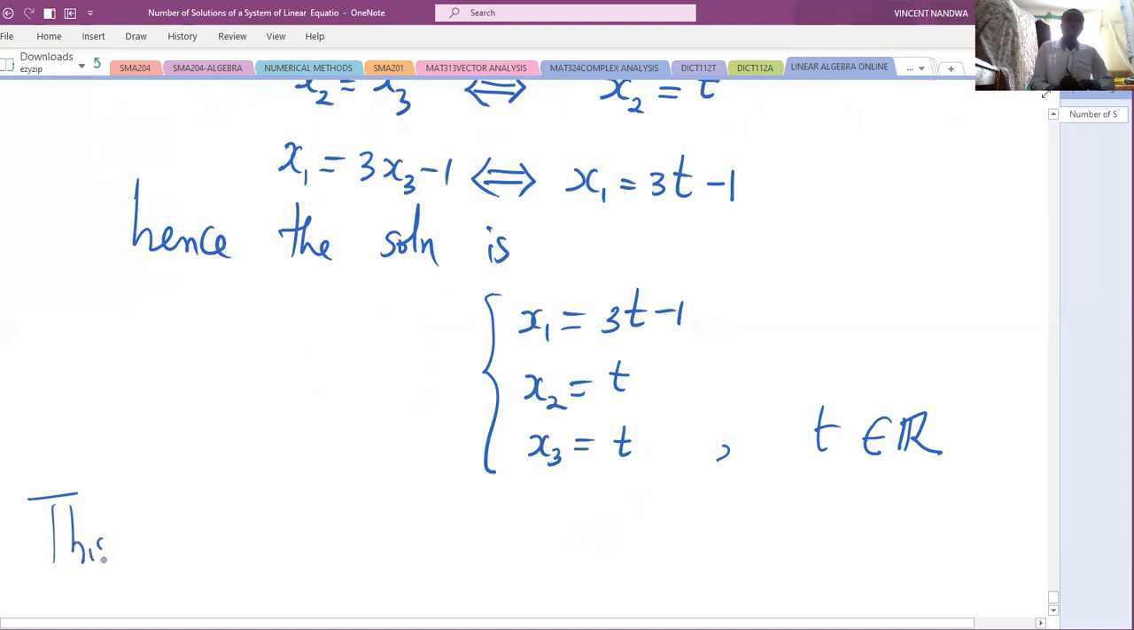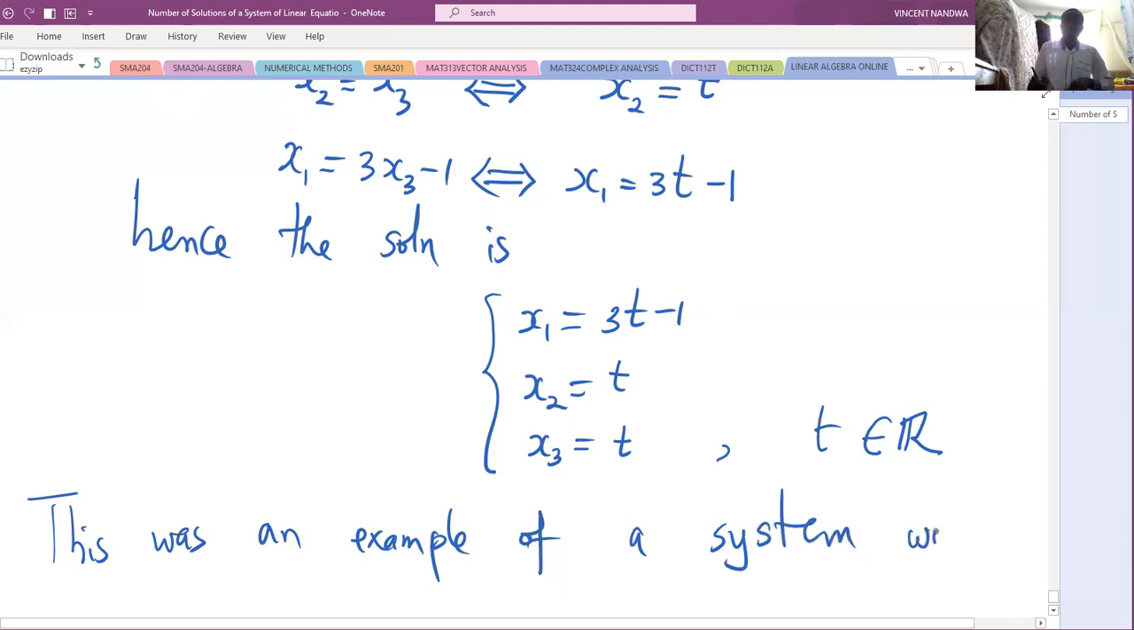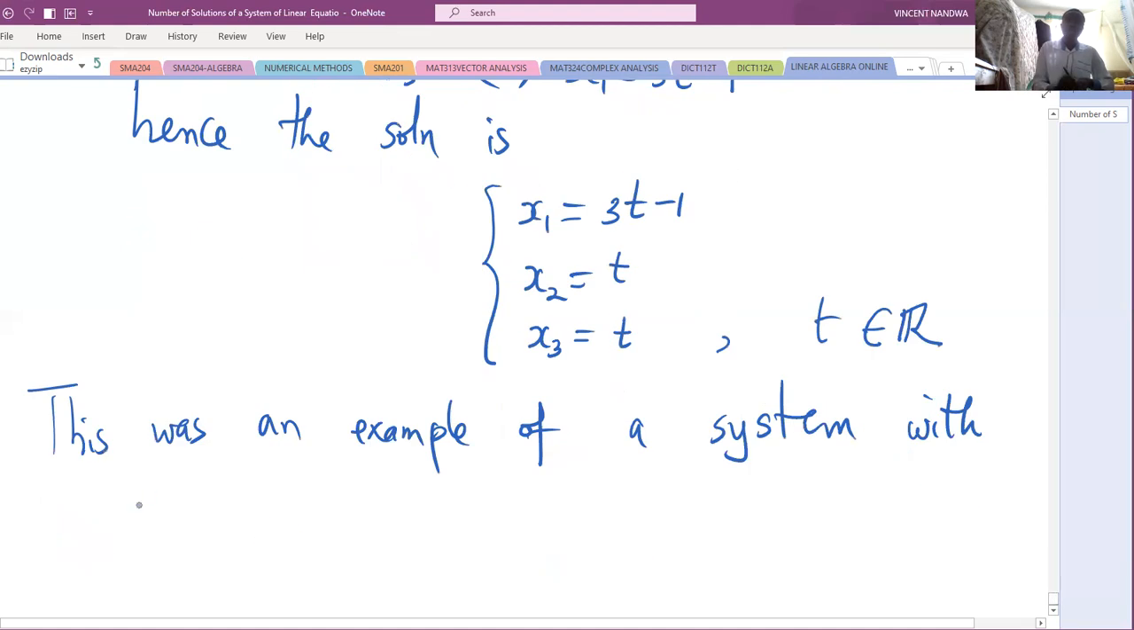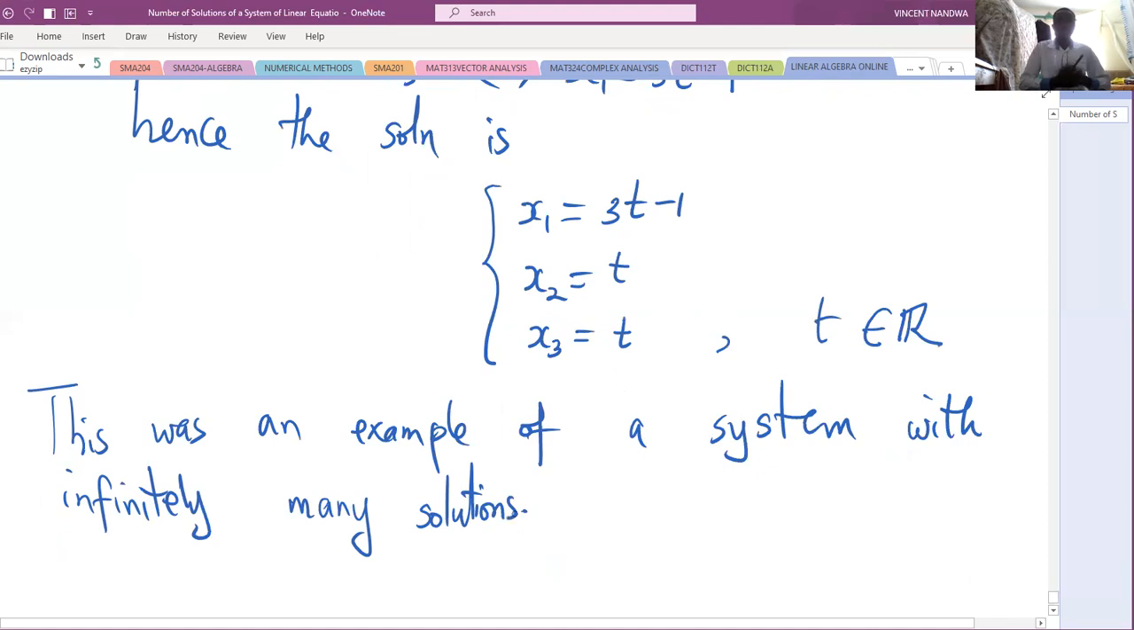So this was an example of a system with infinitely many solutions. So that's how we solve it. In the next video, we'll also give an example on using the Gaussian elimination method to solve a system involving 4 variables. So thank you.